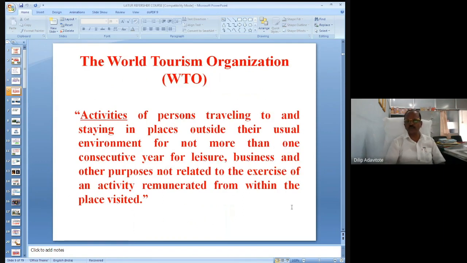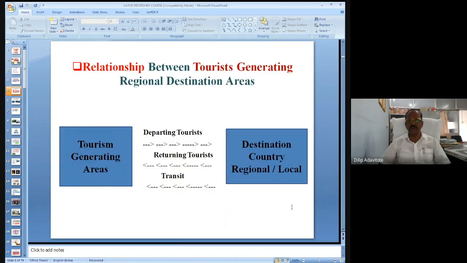Along with this definition, the World Tourism Organization has also defined tourism. It means the activities of persons traveling to and staying in a place outside their usual environment, for not more than one consecutive year. The purpose is leisure, business, and other purposes, and not related to the exercise of an activity remunerated from within the place visited. This is what the WTO clearly mentioned about the definition of tourism. A tourist one can easily identify.